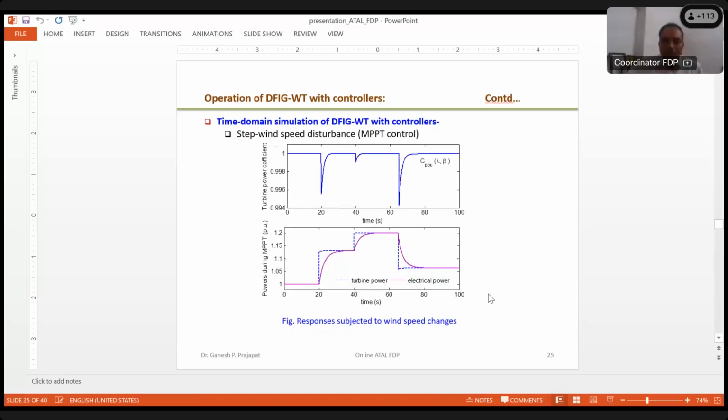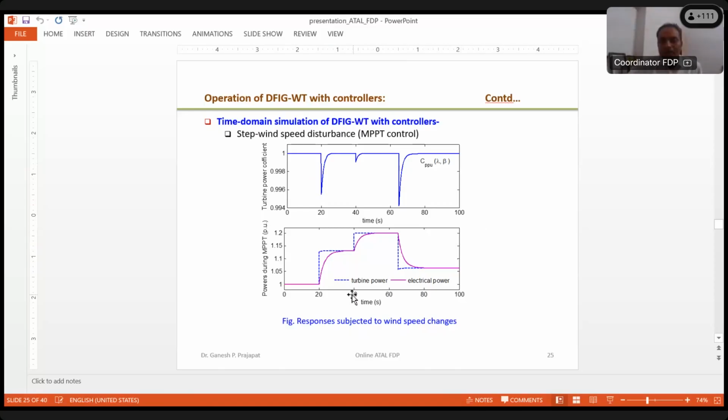Here is again the power during MPPT. This is the turbine power coefficient. It will be at its maximum per unit value. Whenever there is a disturbance in the wind, a small change in the power coefficient will happen, because during the transition from lower to higher or higher to lower wind speed, the generator speed will not change immediately. The generator itself has its own inertia, so it takes time to change its speed. That's why this spike is there.